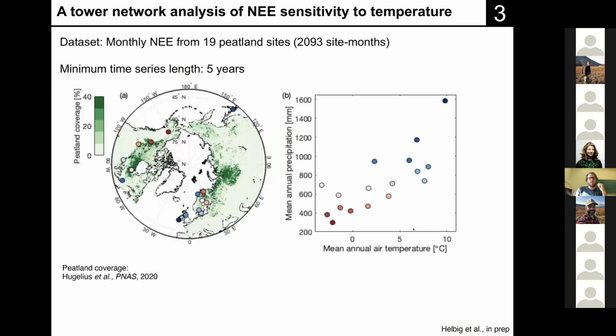So we apply this approach to a tower network, kind of a synthesis project, gathering peatland data from eddy covariance sites, from 19 sites, with in total over 2,000 site months. As I mentioned before, the minimum is 5 years. You see, we have quite a good coverage for the boreal biome in North America. Europe is very well covered in terms of the peatlands there, and then unfortunately we have this large gap in Siberia and in general in Russia. And we cover quite a range of mean annual air temperatures and precipitation.